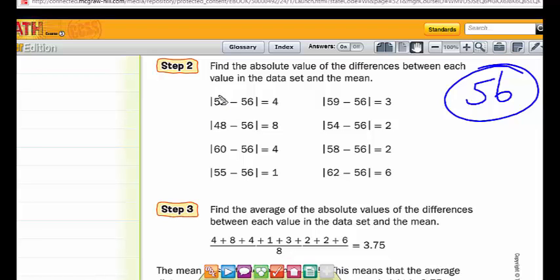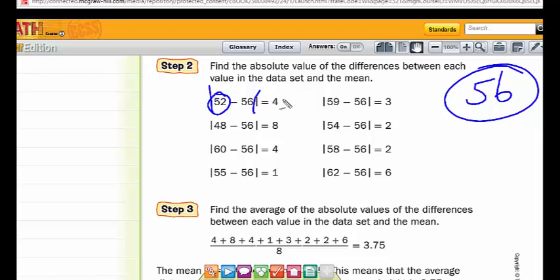Well, our first piece of data was 52. Now, one way we could do it is exactly like they show it in the book here, where we take 52 minus our mean, and then that would be -4 in this case. Take the absolute value of that. That's what these marks here are for, remember. The absolute value of -4 is +4.